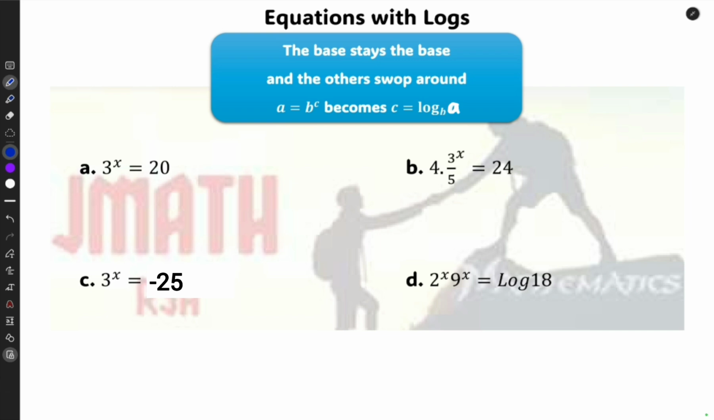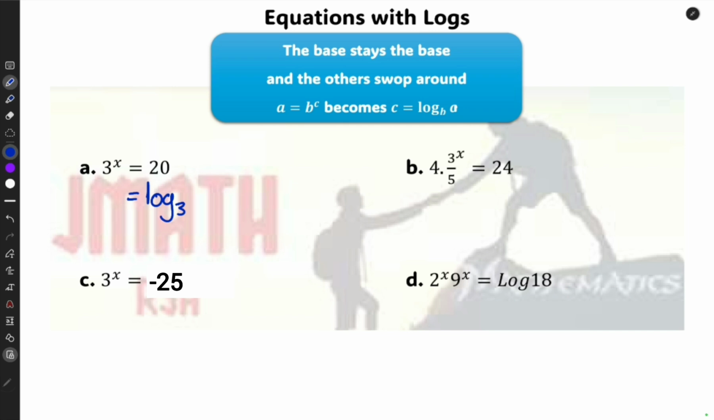If 3 to the power something gives me a 20, what is that something? So I know 3 to the power 3 is 27 and 3 squared is 9. Something in between 2 and 3 must give me 20. The way I find that is to use log. So I'm going to do a log there. The base was 3, so the base stays the base, and the other two swap around.